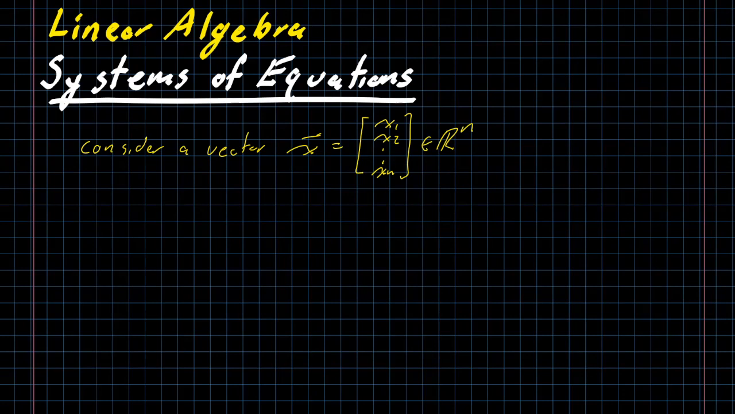As we approach a system of equations, we're going to do so thinking about the solutions as a vector. So we're going to take a vector x, we're going to look at its components, x1, x2, down through to xn, and we're going to take a linear combination.